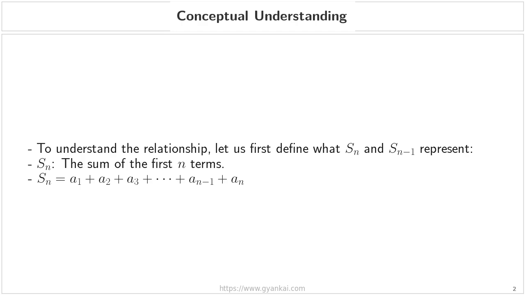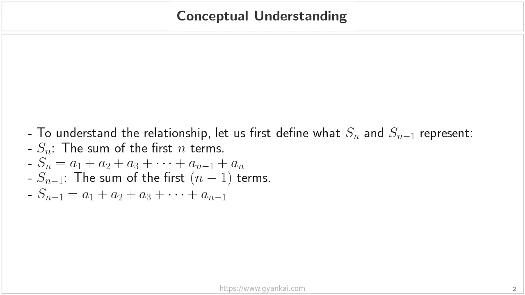First, we have S_n, which stands for the sum of the first n terms. If we write this out, it is the first term, a sub 1, plus a sub 2, plus a sub 3, and so on, all the way up to the term a sub n minus 1, plus the nth term, a sub n. Next, we have S_{n-1}, which represents the sum of the first n minus 1 terms. When we expand this, we see it is the sum starting from a sub 1 through a sub 2, a sub 3, up to the term a sub n minus 1.